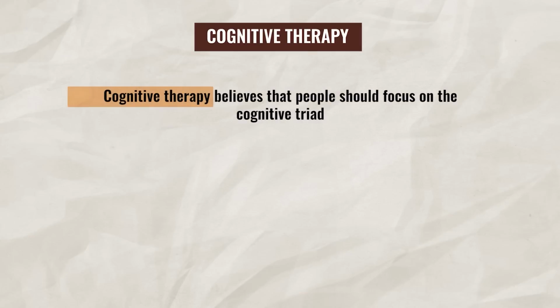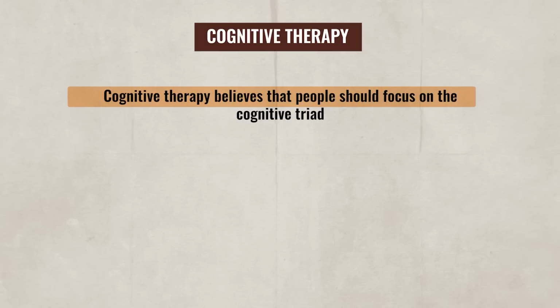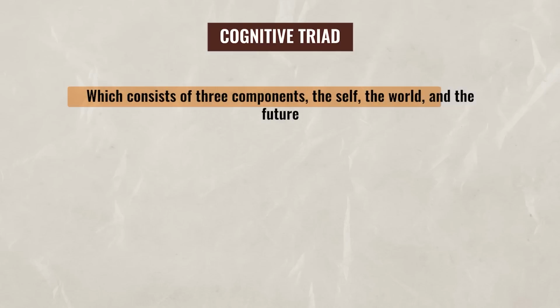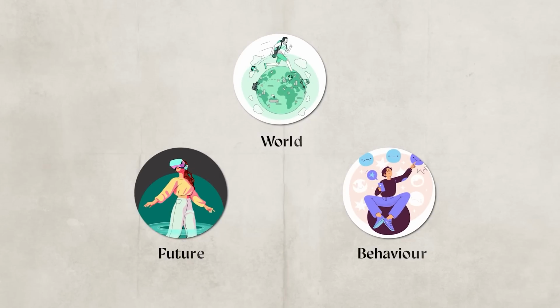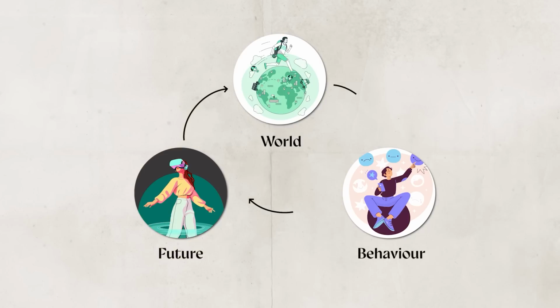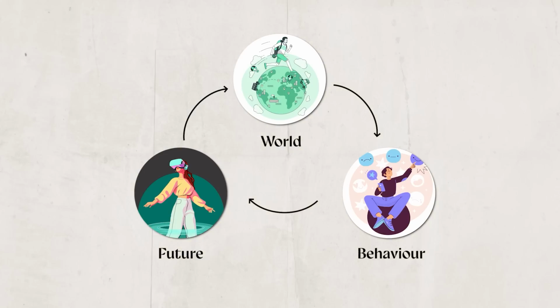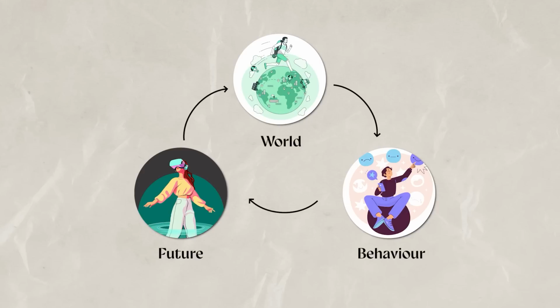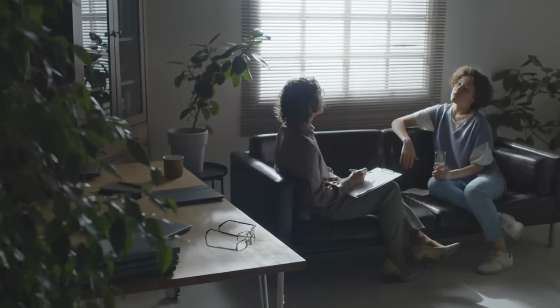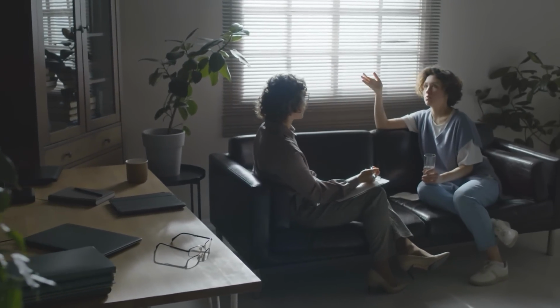Lastly, cognitive therapies believe that people should focus on the cognitive triad, which consists of three components: the self, the world, and the future. You can see this visually represented here. We can see that the triad creates a self-reinforcing loop, with negative thoughts from one area feeding into the others. Cognitive therapy focuses on developing more positive, realistic thought patterns for the clients that ultimately break the cycle. When the cognitive triad is addressed, it allows people to replace their unhelpful beliefs with more constructive and positive thinking.